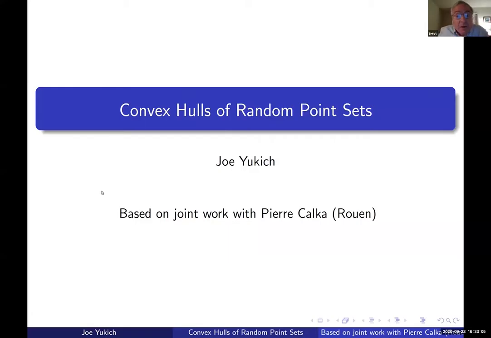So today's talk has two parts. In the first part, I will speak about some recent results in convex hulls of random point sets. And this is more or less a survey in the first half, whereas in the second part, I will focus a little bit more on proof techniques and some of the main ideas going into our approach. Most of this talk is based on joint work with Pierre Calka.